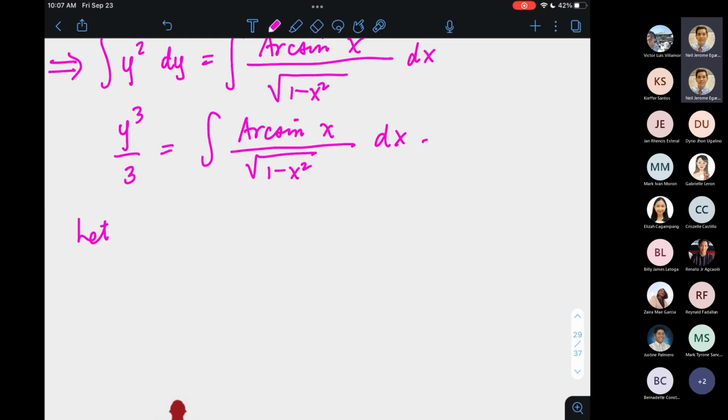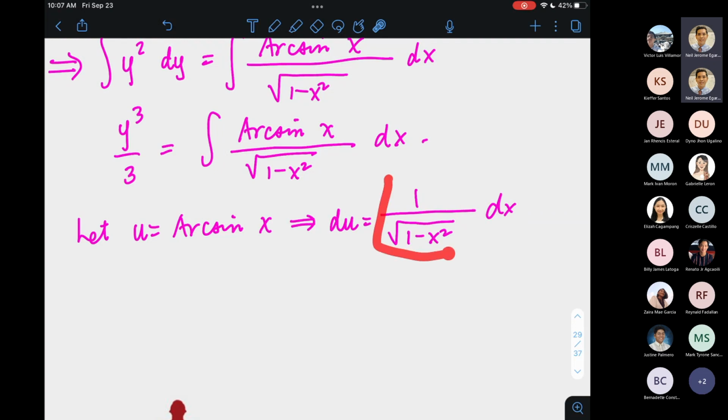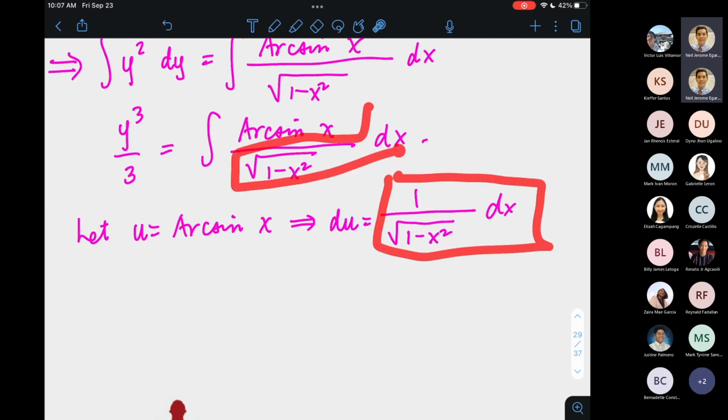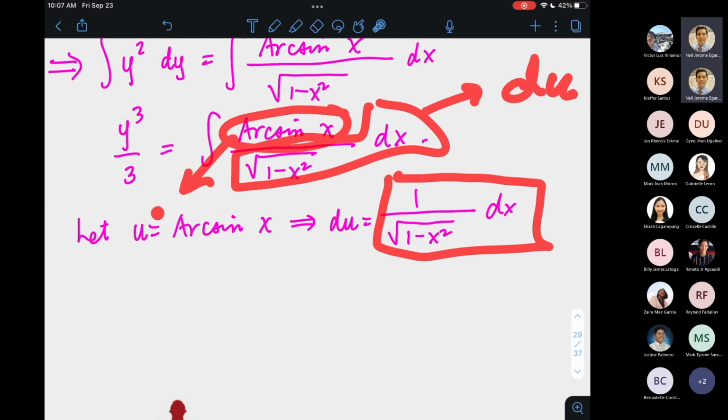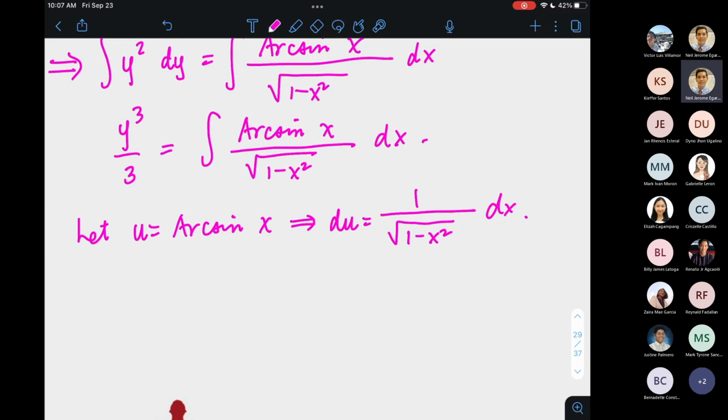So I will let u be equal to arc sine of x. That means du is 1 over square root of 1 minus x squared dx. So the 1 over square root of 1 minus x squared dx I see over here will be replaced by du. And then the arc sine will be replaced by u. So essentially, we'll have this. y cubed over 3 equals the square root of what? u du. Tama? All right.